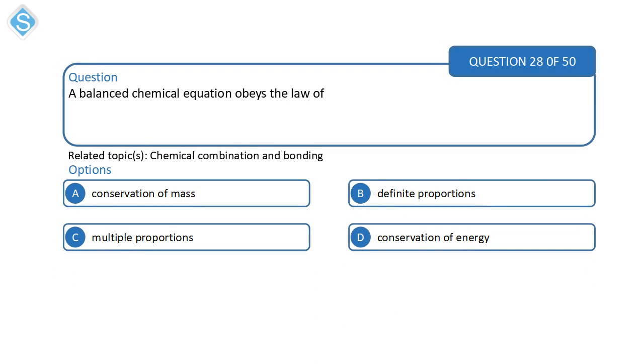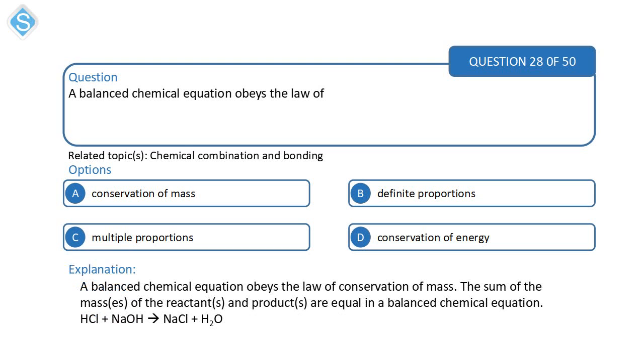A balanced chemical equation obeys the law of conservation of mass, in that the sum of the atomic masses of the reactants will be equal to the sum of the atomic masses of the products. In this reaction, for example, you have 2 hydrogen on this side, 2 hydrogen here, 1 oxygen, 1 oxygen, 1 chlorine, 1 chlorine, 1 sodium, 1 sodium. If you add up the atomic masses of all the elements here, it will be equal to the sum of the atomic masses of all the elements here. So that obeys the law of conservation of mass, that matter is neither created nor destroyed. You can see that in this reaction, no new element has been created.